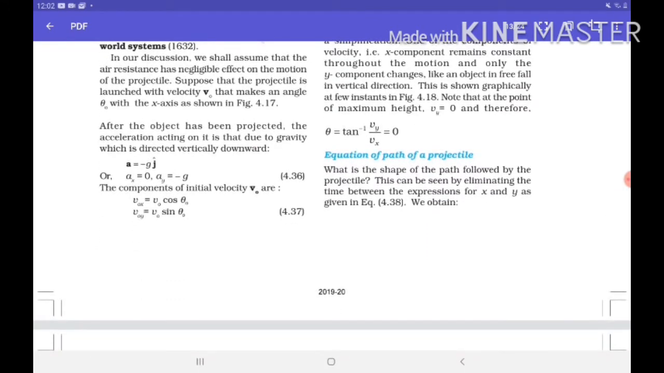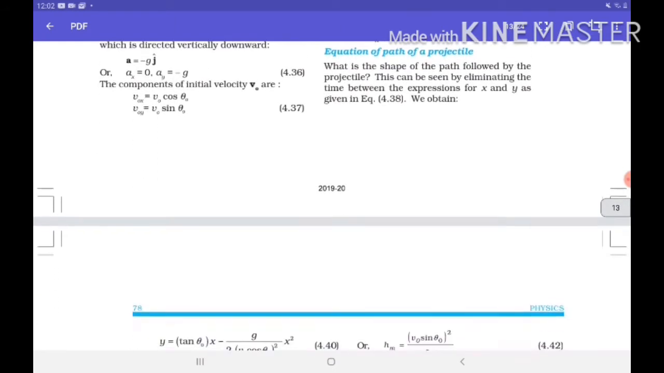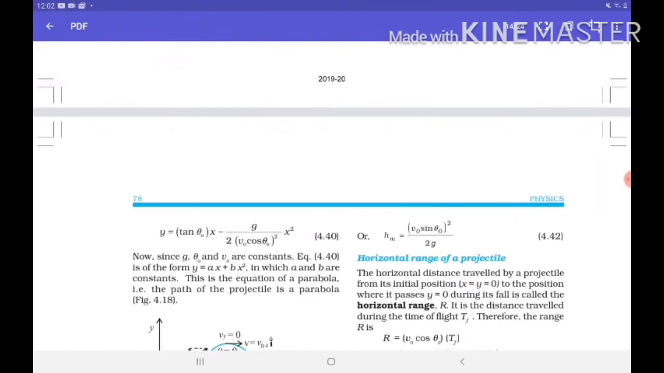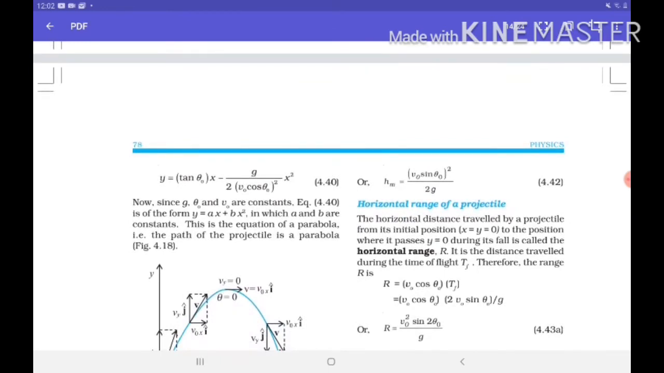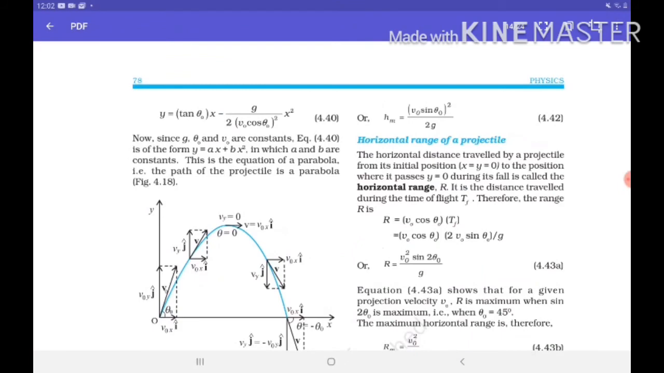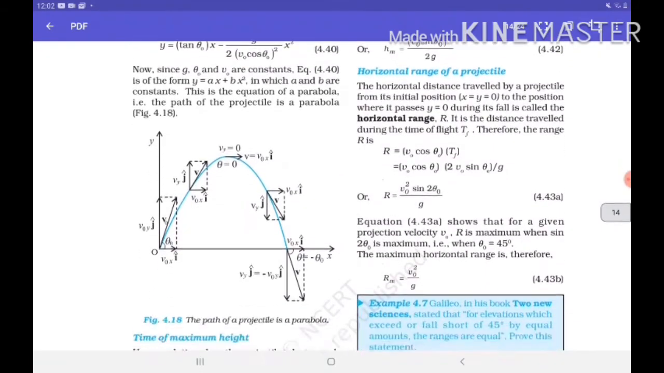Equation of path of a projectile. This can be seen by eliminating time between the expressions of x and y. So y equals tan theta 0 x minus g upon 2 (v0 cos theta 0) whole square x square. Now since g, theta 0 and v0 are constants, this is of the form y equals ax plus bx square, in which a and b are constants. This is the equation of a parabola. The path of a projectile is a parabola.